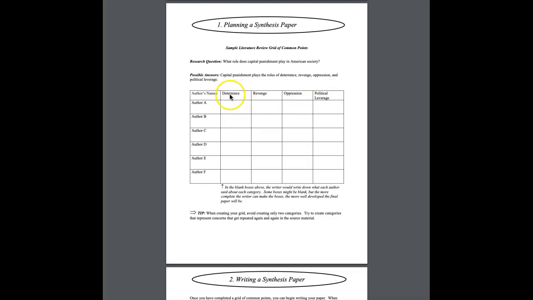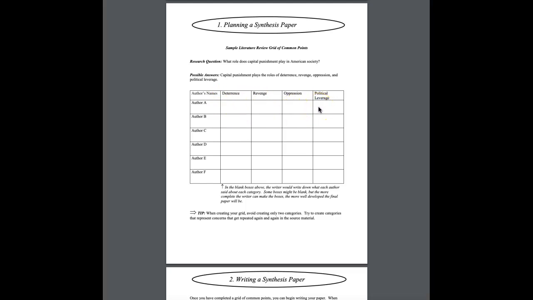And as you're reading, if you've got the grid run off ahead of time, you can just start filling in those categories. Make it big enough that you can scribble in some notes, and then go back and refine the information that you put here.